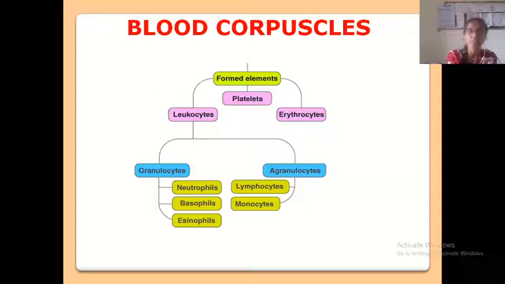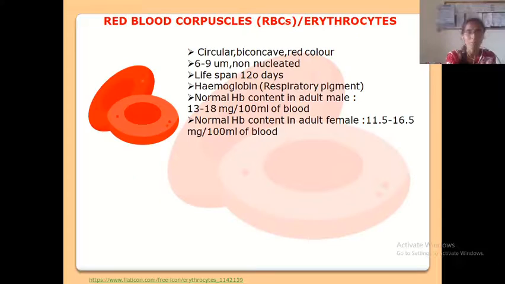Now we will deal with the blood corpuscles or blood cells. There are three main types of blood cells present in the blood: RBCs, WBCs, and platelets. Leukocytes are again divided into two main types, granulocytes and agranulocytes. We will study each and every cell of the blood in detail. Let us begin with the red blood corpuscles, also called erythrocytes.